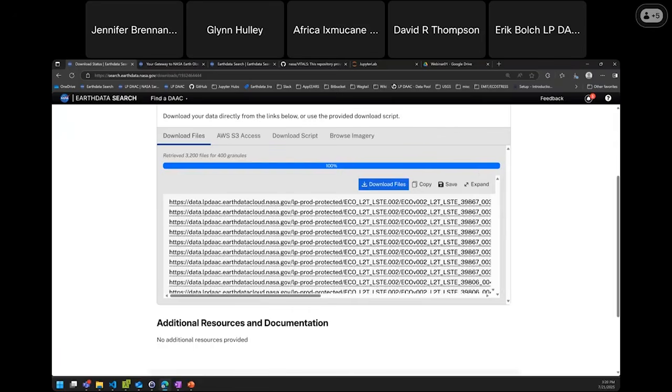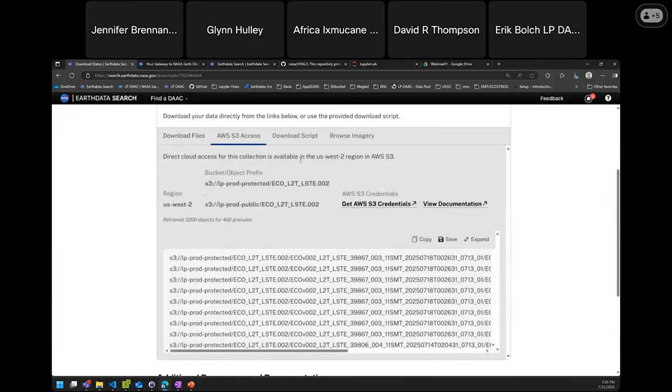One more thing I will mention is we talked about how everything is now in the cloud. You can get these S3 links. So if you have a computing instance that's also located in AWS US West 2, you can utilize the S3 protocol, which will let you work on this data directly in the bucket. And that'll significantly improve the speed of the access to the files. And so you can do the same here. You can copy, save, work with this however you'd like.